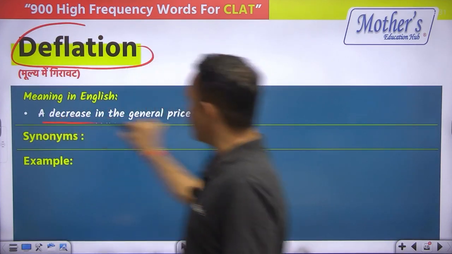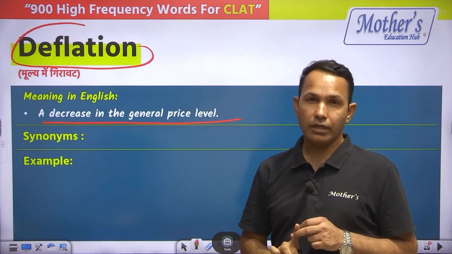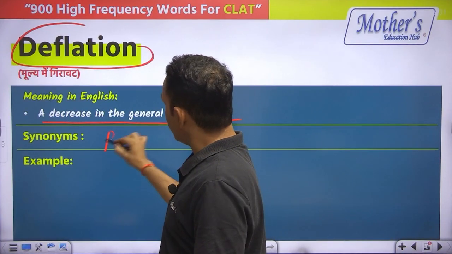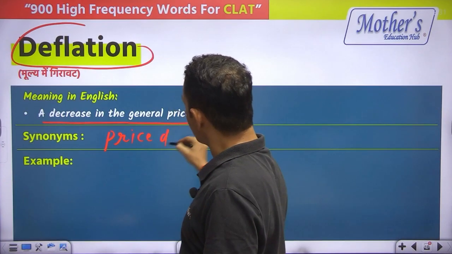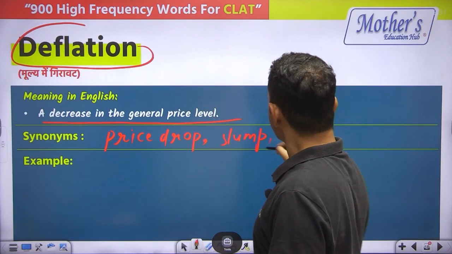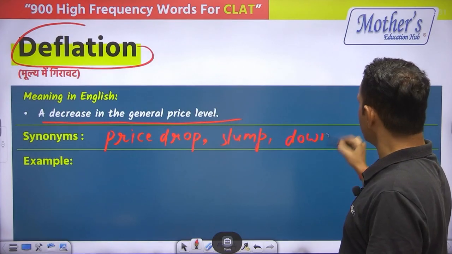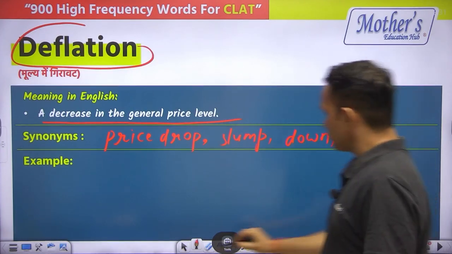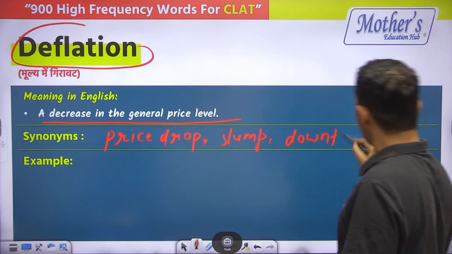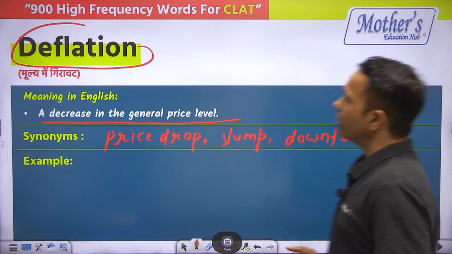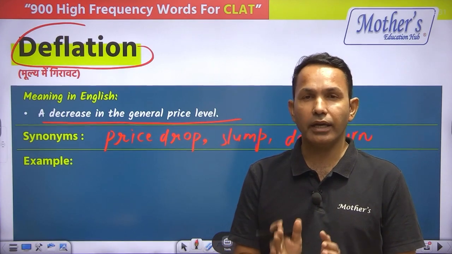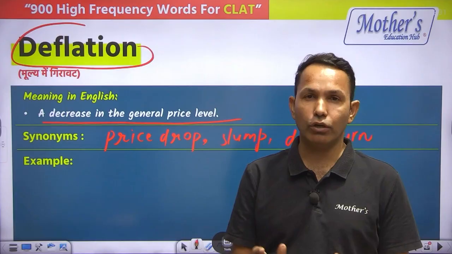Deflation means a decrease in the general price level. So we can say price drop, slump, downturn. Let's use the word deflation in a sentence. Deflation is as bad as inflation in an economy.